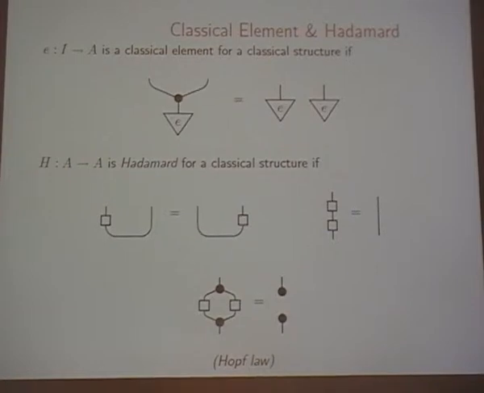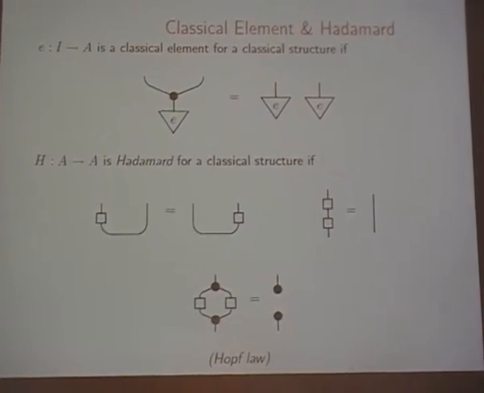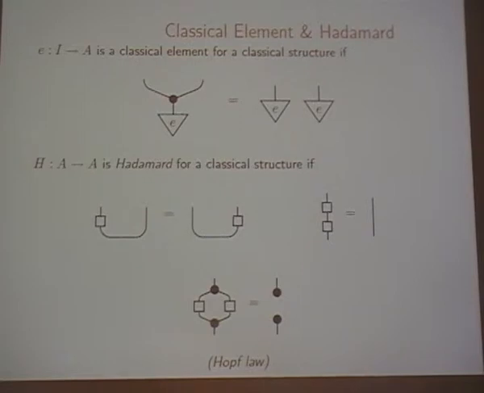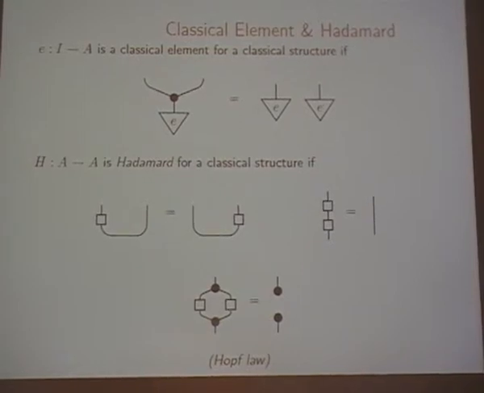If we put 0 or 1 here, we obtain two copies of it. So for a given classical structure, the elements which are duplicated by this classical structure are called classical elements. A classical element is an element which is duplicated by the classical structure.